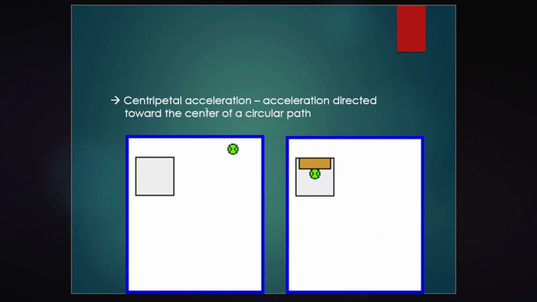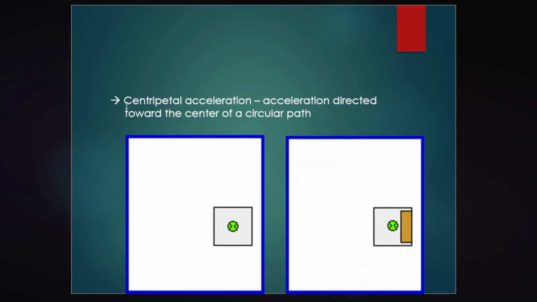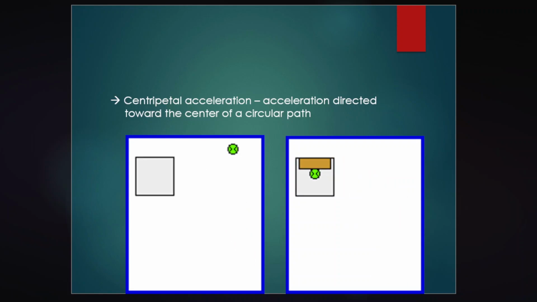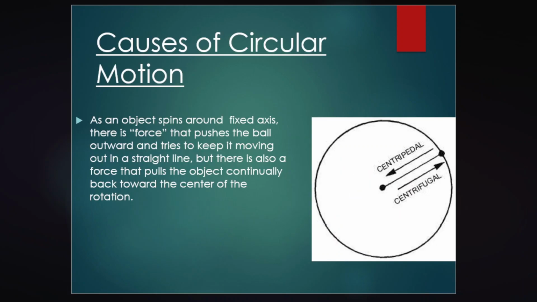So centripetal force is always pointing towards the center. The translation, the meaning of it, is center seeking. As an object spins around a fixed axis, there's what a lot of people call a force, I like the air quotes on this, that pushes the ball outward and tries to keep it moving out in a straight line. But there's a real force that pulls the object continually back towards the center of rotation.